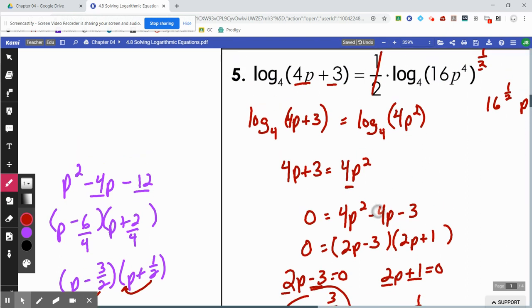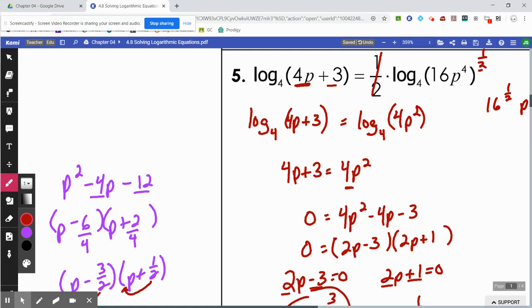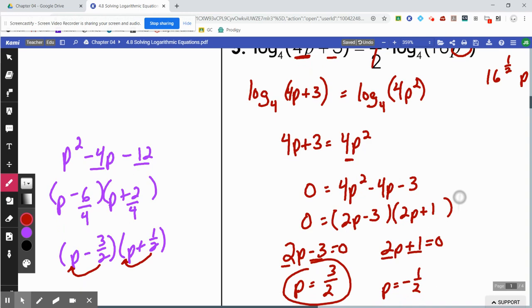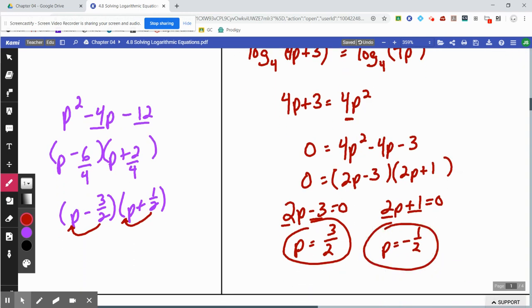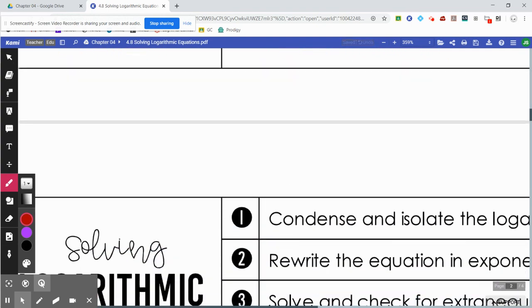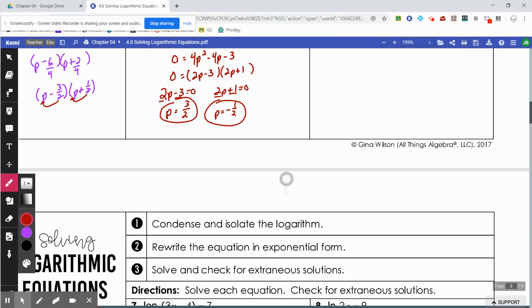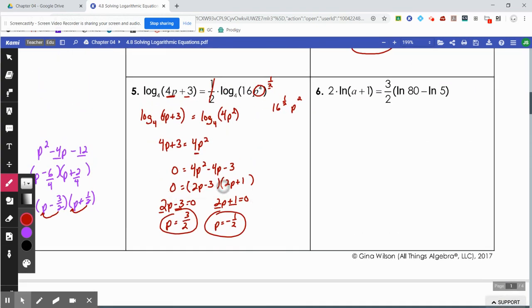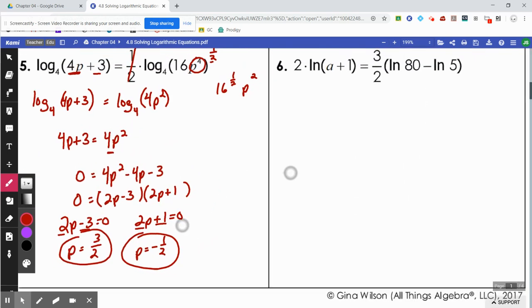The negative 1/2, the only thing, let's plug it in here, 4 times negative 1/2 would be negative 2 plus 3, which is a positive 1. And we know it's got to be positive here because when you raise it to a 4th power, that's going to be a positive value times 16 then. So p equals negative 1/2 also works out. Okay, next up, let me slide over here, number 6. Zoom back in.